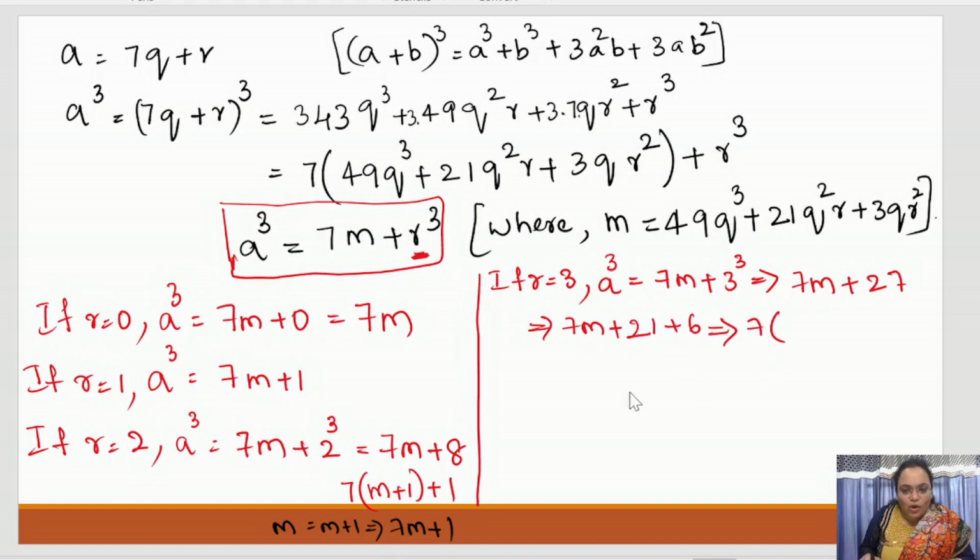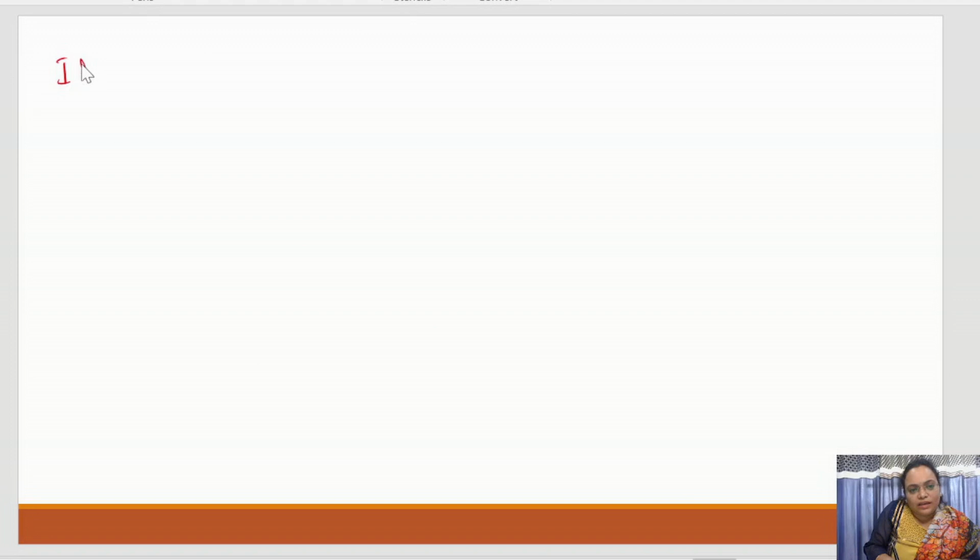If you take 7 common, you will get m plus 3 plus 6. Here m plus 3, I can take it as m, so which is in the form of 7m plus 6. If r is equal to 4, a cube will be 7m plus 4 cube. Yes, so this will be 7m plus 64.